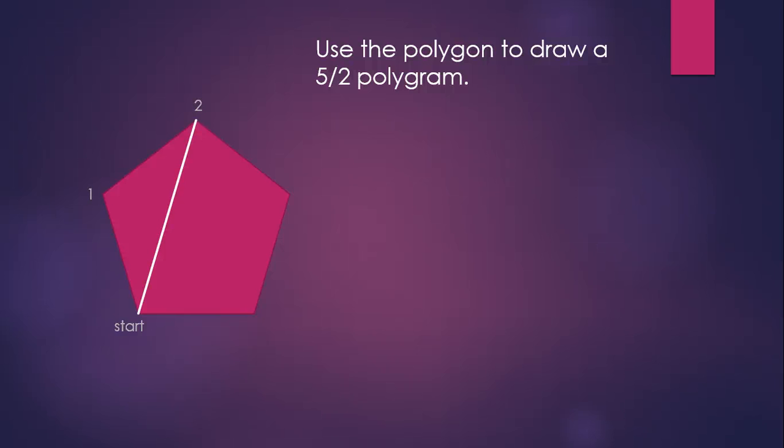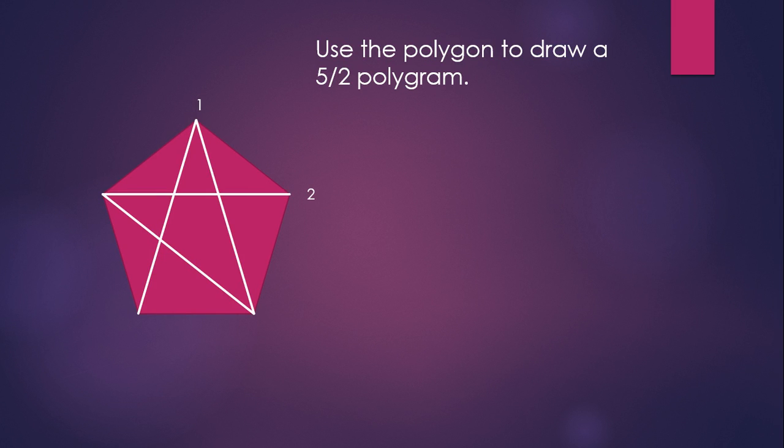And then we'll continue this process. We'll count 1, 2, and draw a line segment. We'll count 1, 2, and draw a line segment. And we'll keep doing that all the way around until we either get back to where we started, which is what's going to happen here, or if we get back to where we started and we still have vertices remaining, we will move to one of the remaining vertices and start the process all over again.